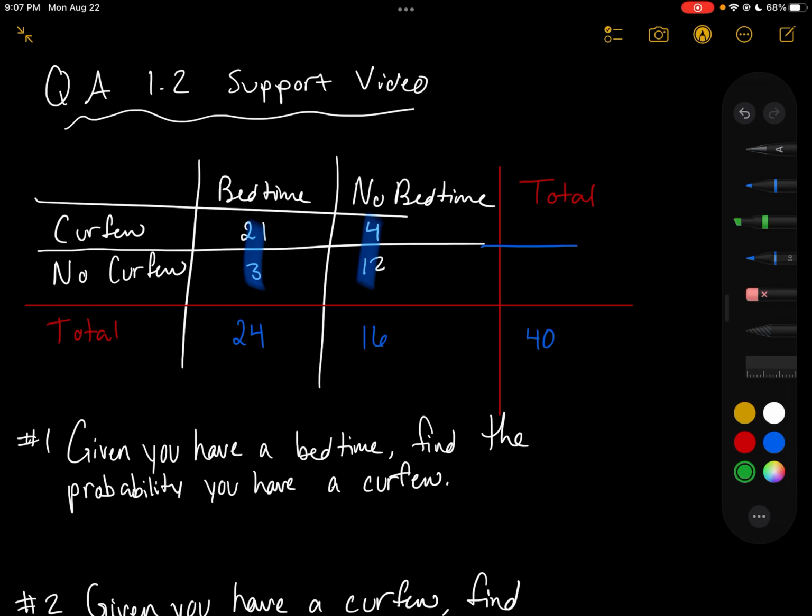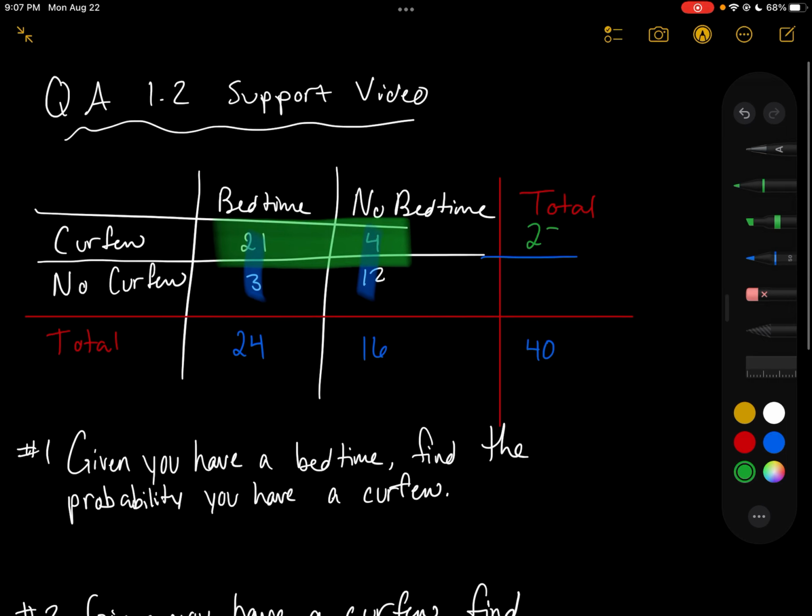So let's do our curfew students. So 21 and 4 students have a curfew. So that gets us 25. And then without a curfew, that's 3 and 12 together, which gets us 15. So checking our work, 25 and 15 do add up to 40. So it looks like we do have a total of 40 students surveyed here.